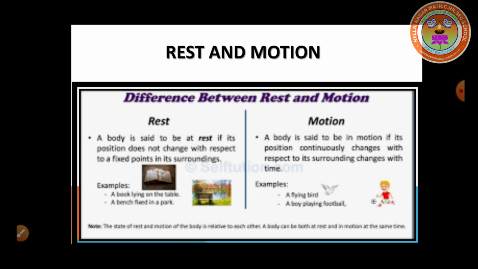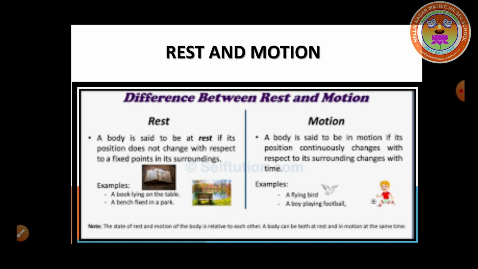For example, take a book lying on a table, or the walls of your room, which are at rest only. We cannot change the wall, but we can change the position of the book. So this is taken as rest. And next we move on to what is motion. A body is said to be in motion if its position continuously changes with respect to its surroundings with time. The time is changing, the surrounding is also changing, the body comes under motion only.